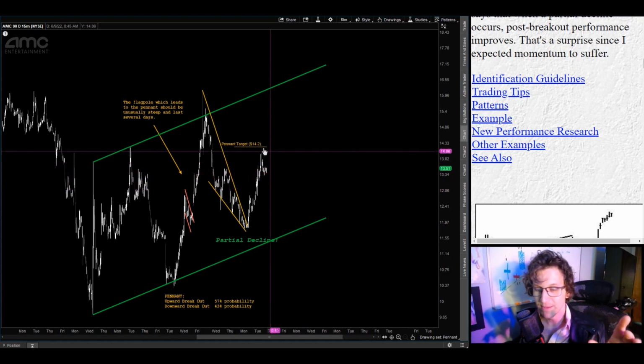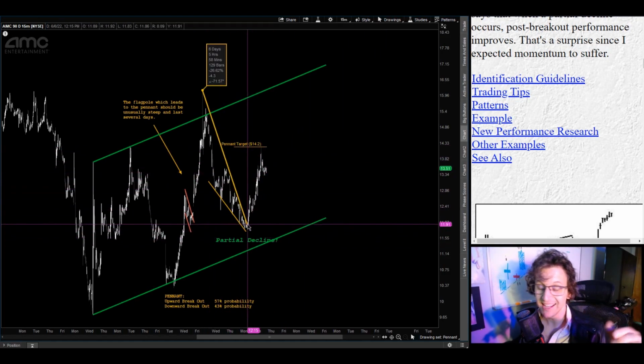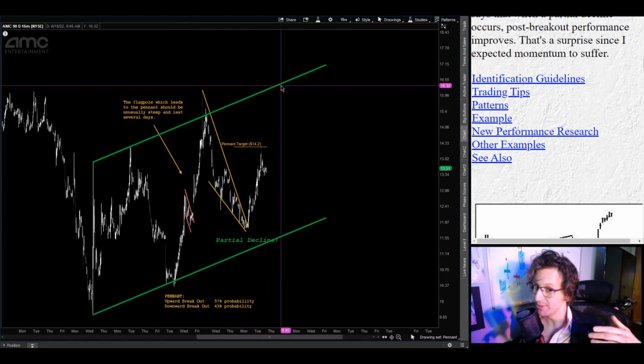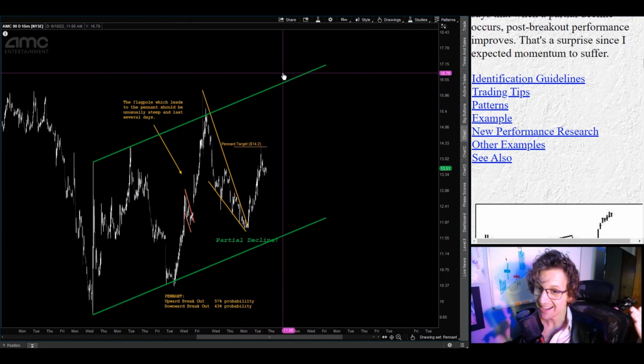So here we go. We met the pennant target. We have a partial decline. It's just time to move up to the top of that channel. And if we get to the top of that channel, we're probably going to set a higher high. That's what I'm looking for. Just straight and simple. Bullish continuation. That's what I see on AMC. I want to look at GME, IWM, and then SPY in that order now.